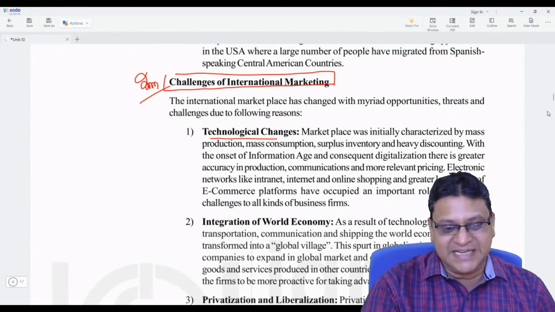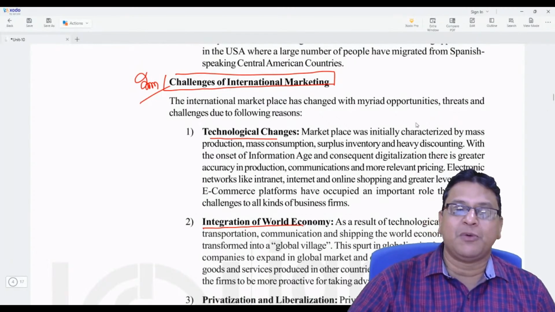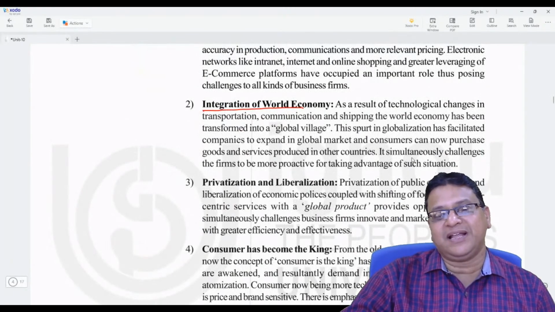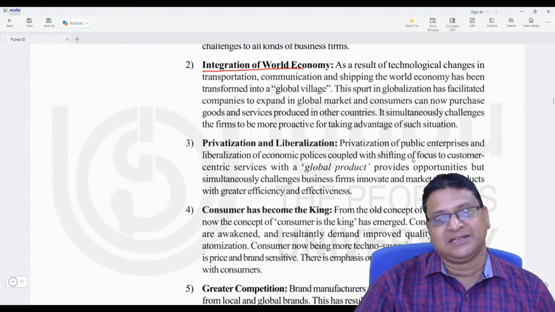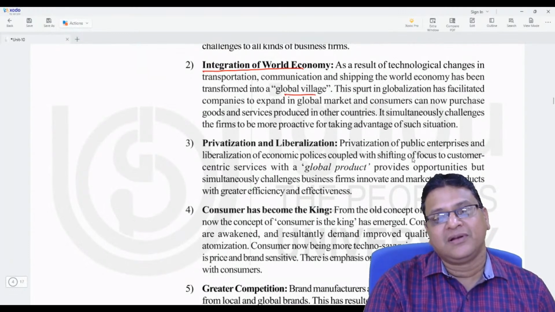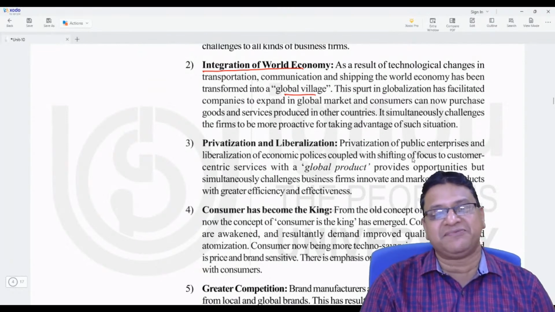Then integration of world economy. We are told that world has become one. World has become a global village. As world has become a global village, the taste and fashion is changing very fast. Customer need and demand is changing very fast.